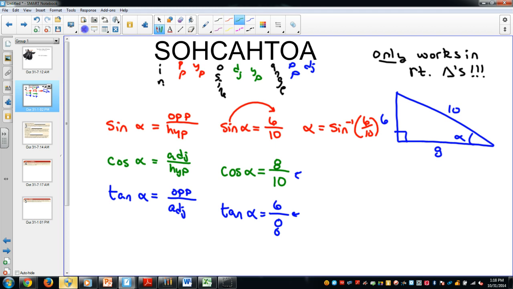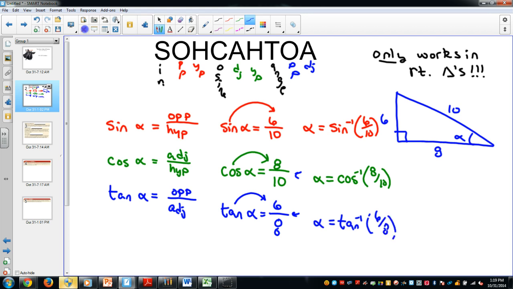Or you could use this one. I could move the cosine over to that side. So I could say that alpha equals the inverse cosine of 8 over 10. Or I could use this one, move the tangent over, and alpha would equal the inverse tangent of 6 over 8.